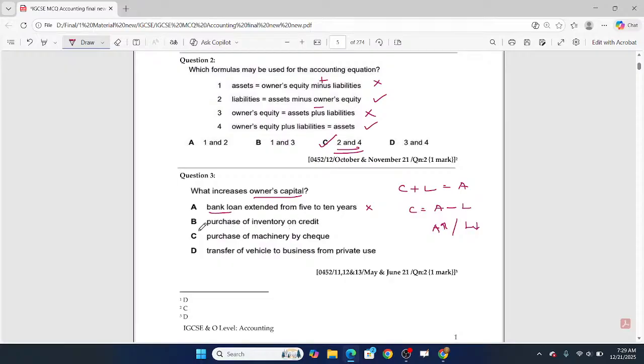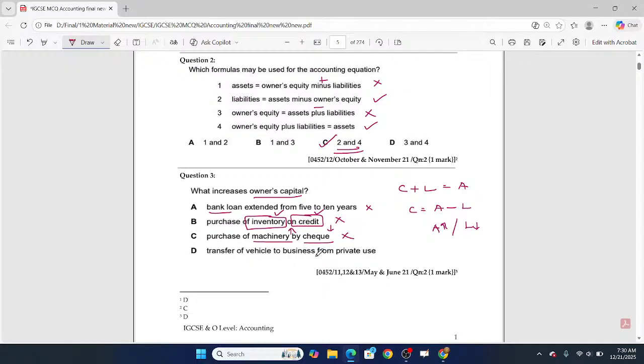Purchase of inventory on credit. Credit is nothing but creditor. Inventory is the stock. Asset also increases. Liabilities also increase. Ultimately, there will not be any change in the capital. Also not correct. Purchase of machinery by check. Asset increases, and bank decreases. Another asset, the bank asset, is decreasing. So neutralized, there will not be a change in the capital.